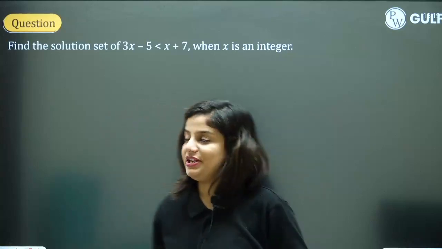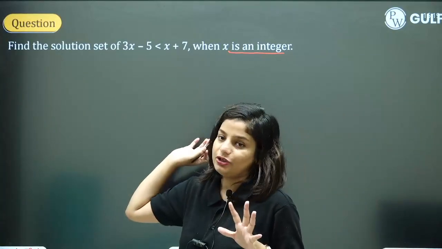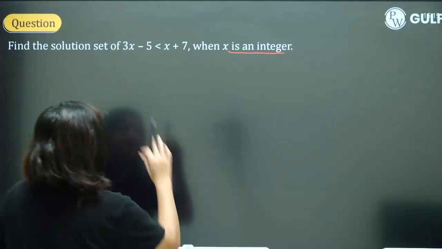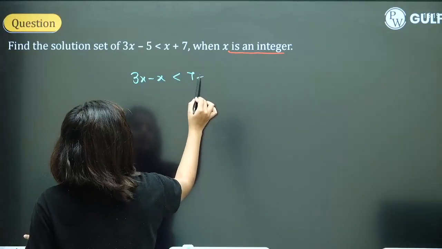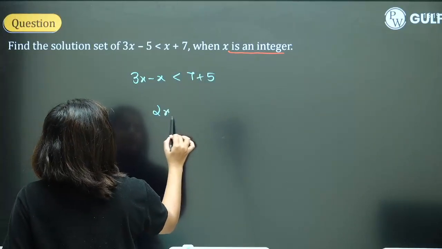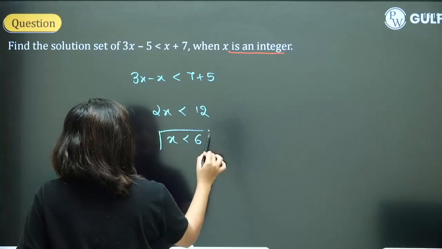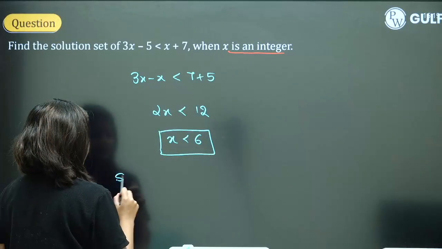Well, in the next question, they have mentioned x is an integer and this is your inequality to be solved. Let's quickly do it. All the x terms together, 3x minus x is less than 7 plus 5, 2x is less than 12 and x is less than 6. If x is less than 6, what are the integers less than 6?